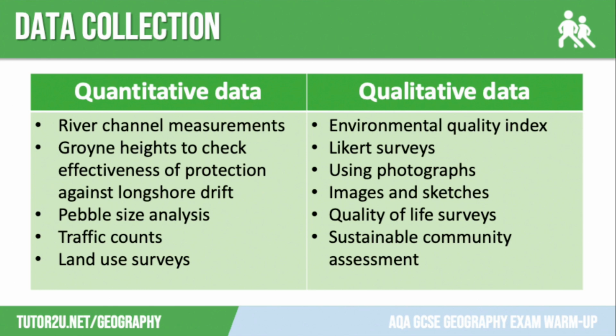We've got quantitative data, we've got some examples here of river channel measurements, groin heights to check the effectiveness of protection against longshore drift. We've got pebble size analysis, traffic counts and land use surveys. And then in terms of our qualitative data, we've got environmental quality indexes, Likert surveys, using photographs, images and sketches, quality of life surveys, and sustainable community assessments. And we're going to have a look at a few of these in a bit more detail.